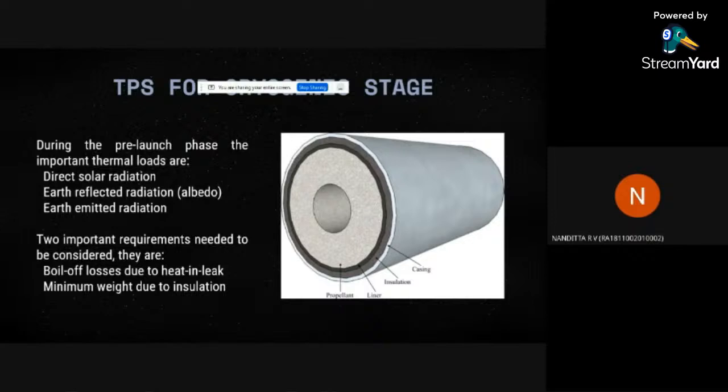We have to take into account the boil off losses due to heat leak and the minimum weight due to insulation. On the right hand side, you can see the image of the cryogenic stage in which the propellant, liner, insulation and casing are depicted. You can see there is a small thin layer, which is known as the liner, which is protecting the propellant from the insulation and the casing. The insulation is prevented.